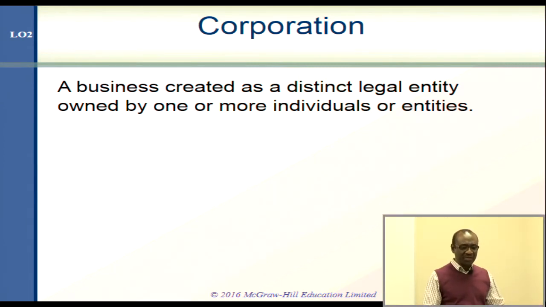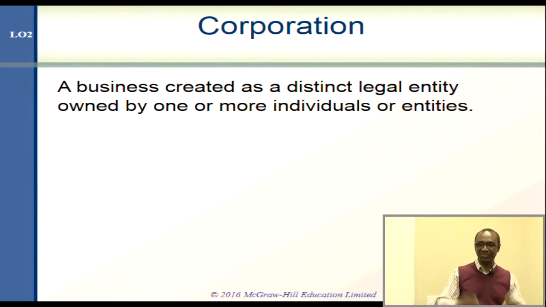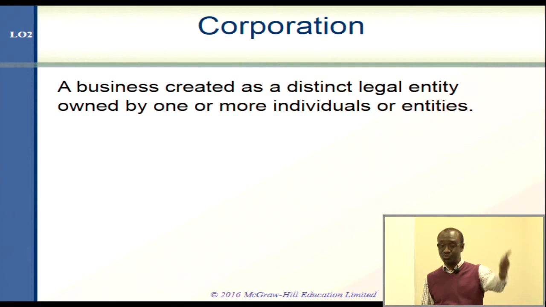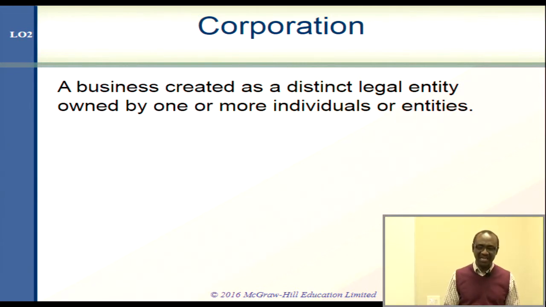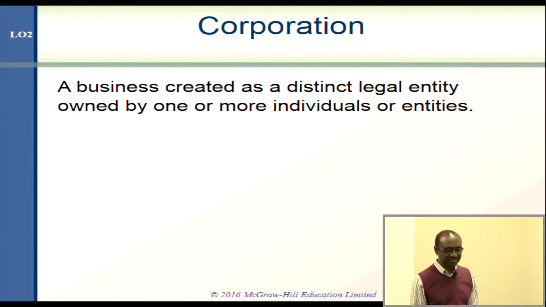Now, when we say legal entity, it means that once a company is incorporated, it's distinct from the owners. And as such, first, it bears its own name. It carries on business in its own name, and as such, it can sue individuals and it can be sued as well, in its own name. All the activities are done in its own name, and as such, we call it a corporate organization. Okay? So what are the advantages of this form of business?